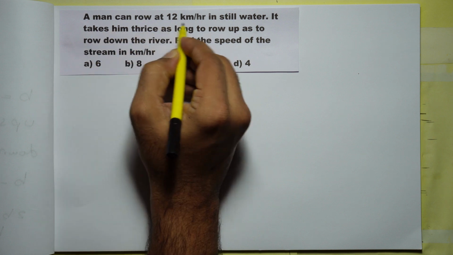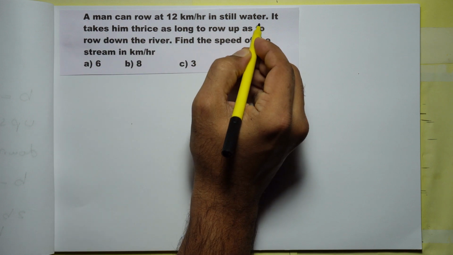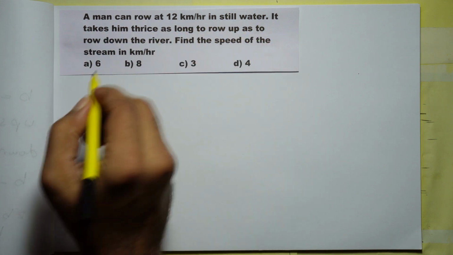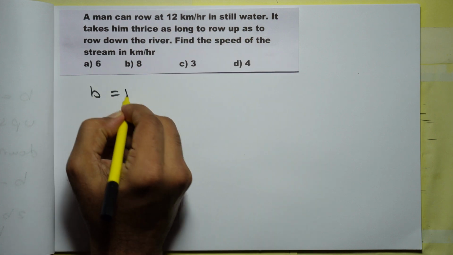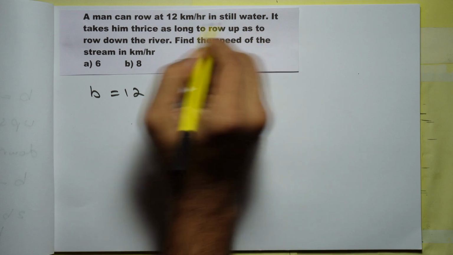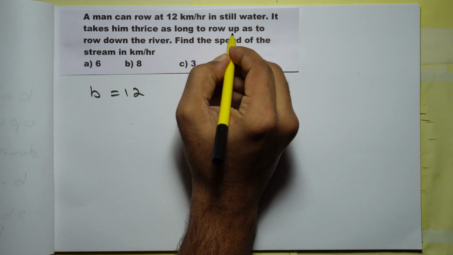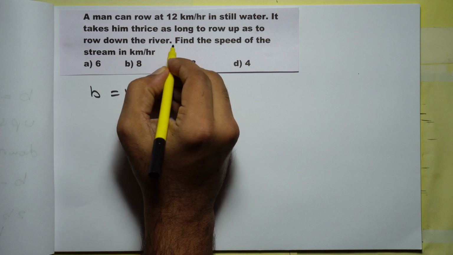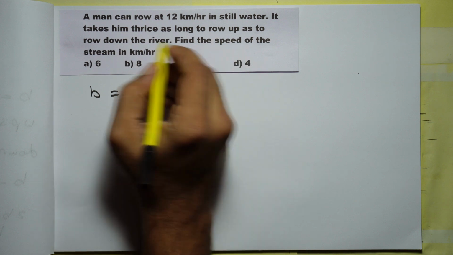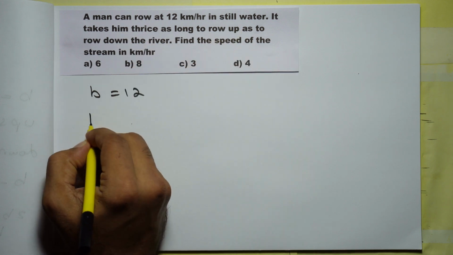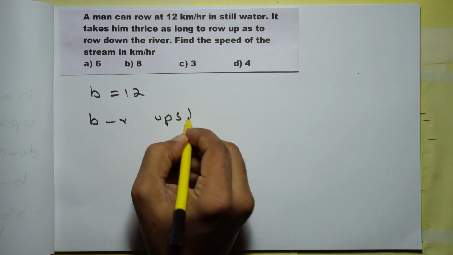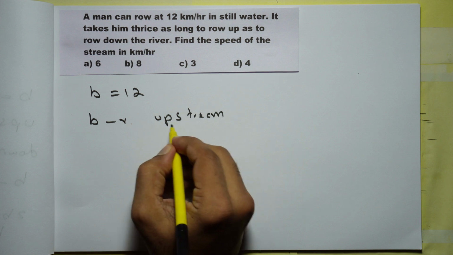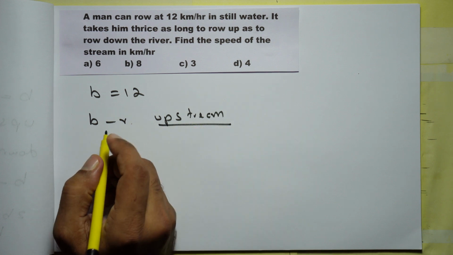A man can row at 12 kilometers per hour in still water. We'll just write down here, speed of the boat in still water is 12. So b is equal to 12. It takes him thrice as long to row up as row down the river. Now when he is rowing up the river, his effective velocity is b minus r. This is upstreaming. Upstreaming effective velocity b minus r.